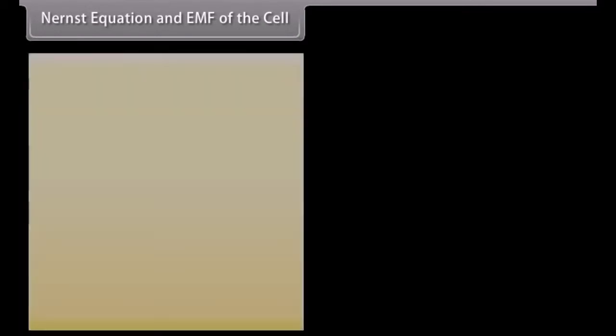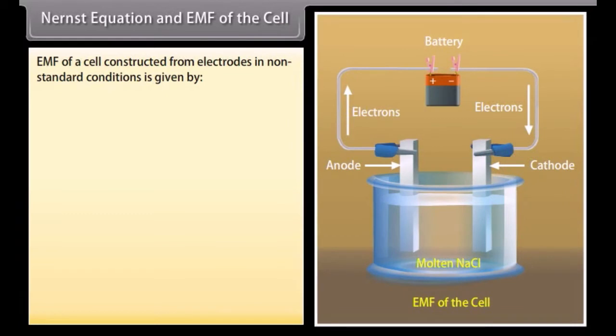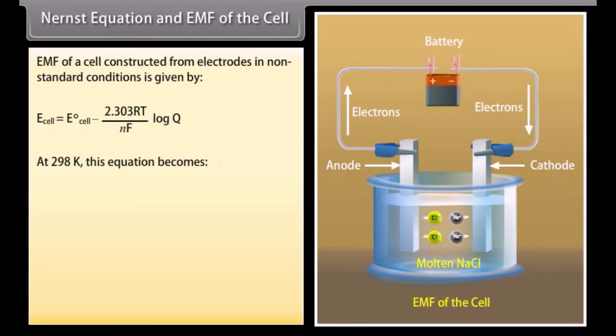Nernst equation and EMF of the cell. EMF of a cell constructed from electrodes in non-standard conditions is given by E cell is equal to E0 cell minus 2.303 RT upon nF multiplied by log Q. At 298 Kelvin, this equation becomes E cell is equal to E0 cell minus 0.0591 upon n multiplied by log Q.